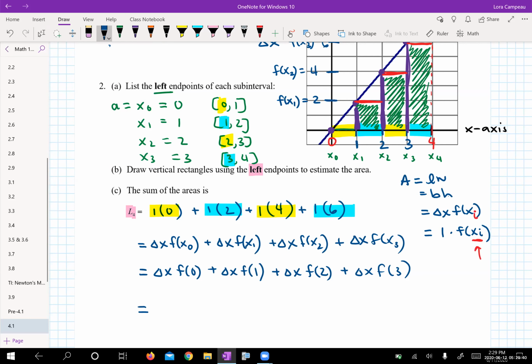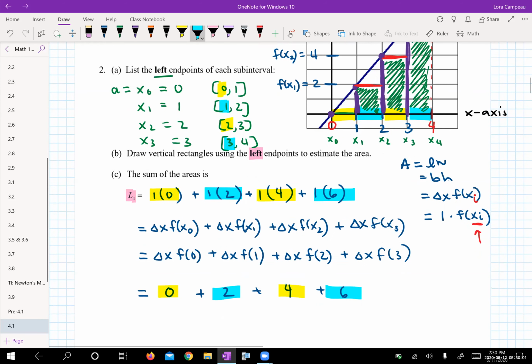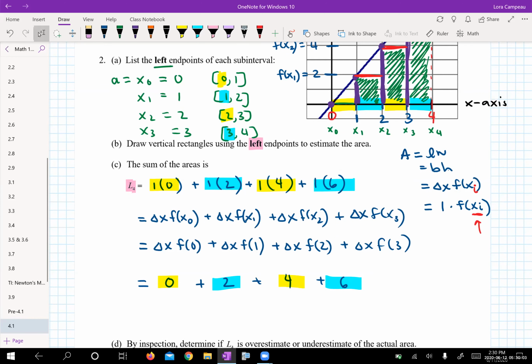Okay, so what's 1 times 0? We have 0. 1 times 2 is 2. 1 times 4 is 4. 1 times 6 is 6. These are the areas of each of the individual rectangles with the particular subinterval that I've highlighted. Let's add all those up. Not too hard, right? 0 plus 2 plus 4 plus 6 is 12. You want to be precise: since we're finding areas, we need to say square units, just to be careful.